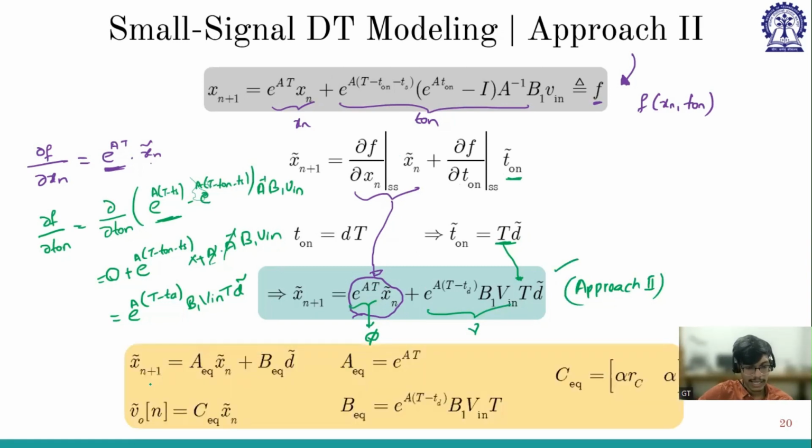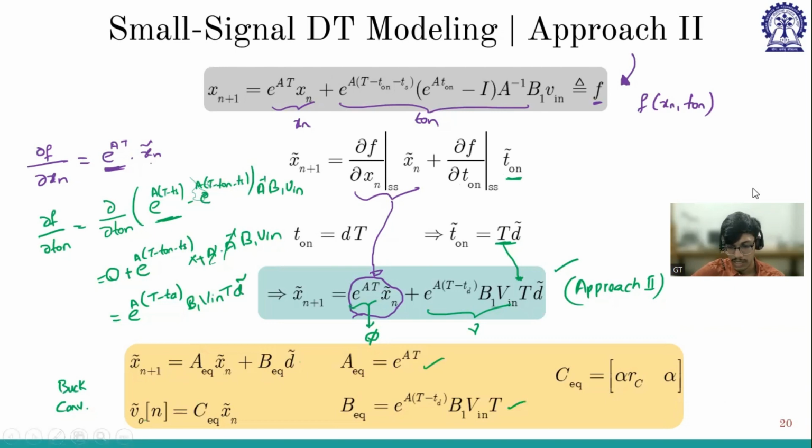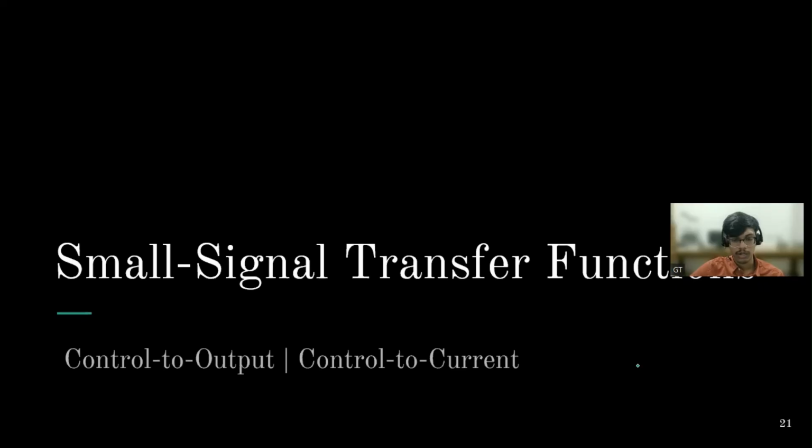So to summarize, xn plus 1 perturb is A equivalent into xn perturb plus B equivalent into D perturb. V naught perturb is C equivalent into xn perturb. My A equivalent, again, this is for buck converter. So A equivalent is e to the power AT, B equivalent is whatever this expression is, and C equivalent will remain unchanged, which is alpha RC. Alpha is, I guess, R by R plus RC. So this completes the small signal DT modeling. So before we go into transfer function, do you have any questions?